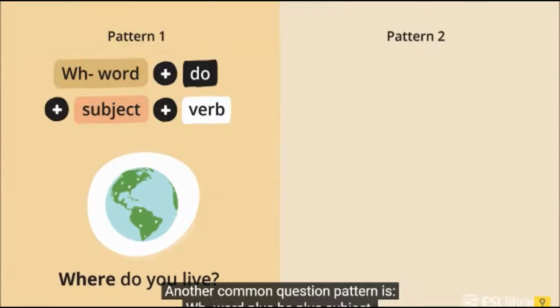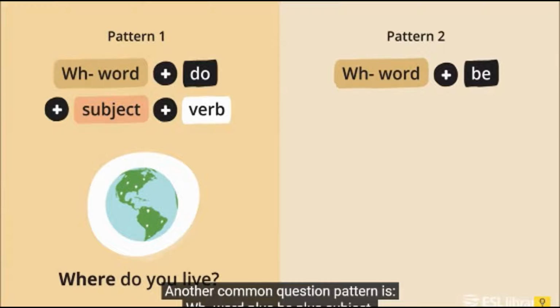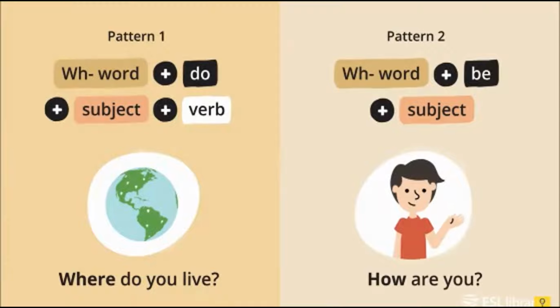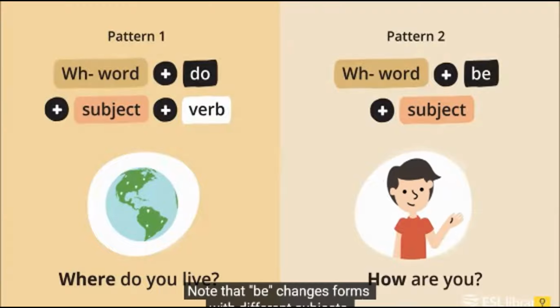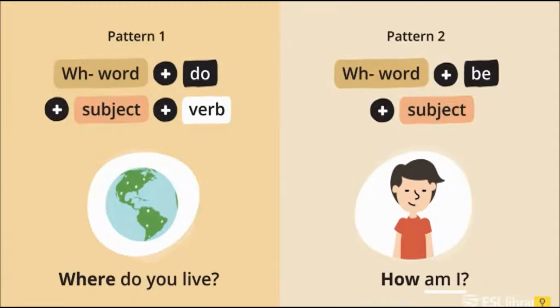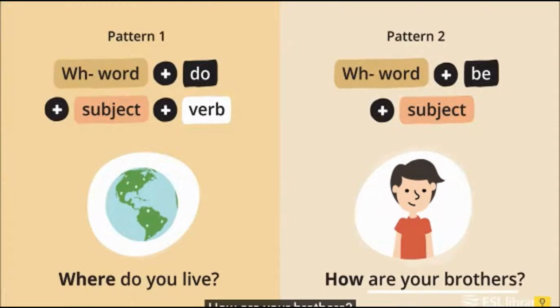Another common question pattern is WH word plus be plus subject. An example of this question pattern is, how are you? Note that be changes forms with different subjects. For example, how am I? How is he? How is she? How is it? How are we? How are they? How is your brother? How are your brothers?